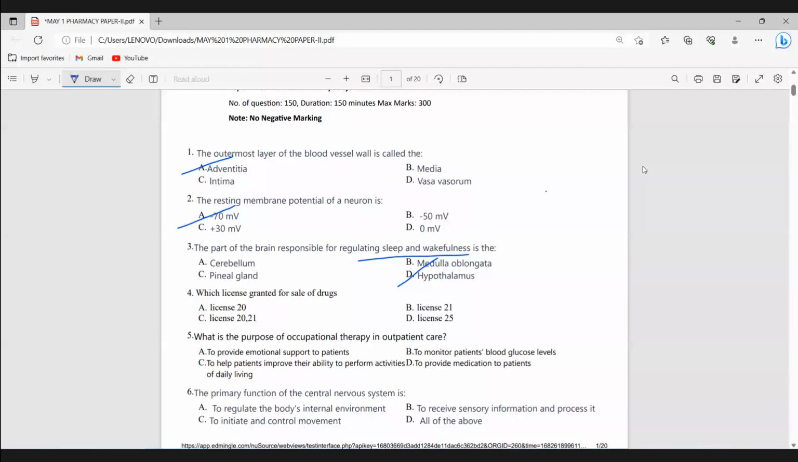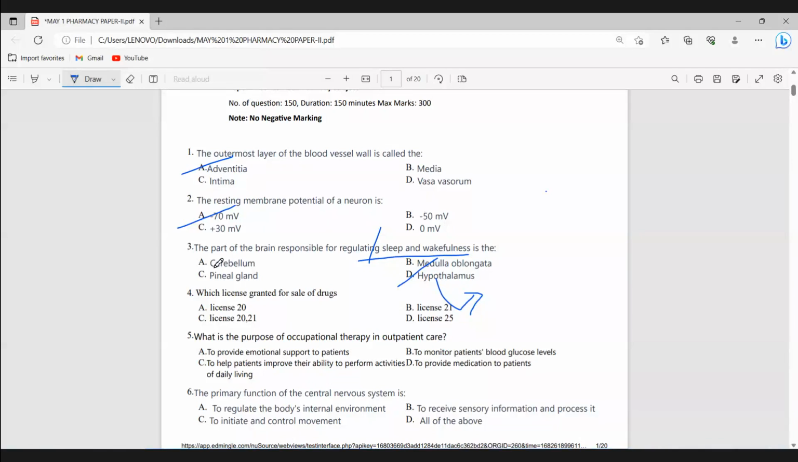But our hypothalamus contains the suprachiasmatic nucleus. The suprachiasmatic nucleus will act as a biological clock. This suprachiasmatic nucleus regulates wakefulness and sleep movements. According to your options hypothalamus is correct, but in this hypothalamus which part will regulate? If they ask which part will regulate, you have to answer suprachiasmatic nucleus.